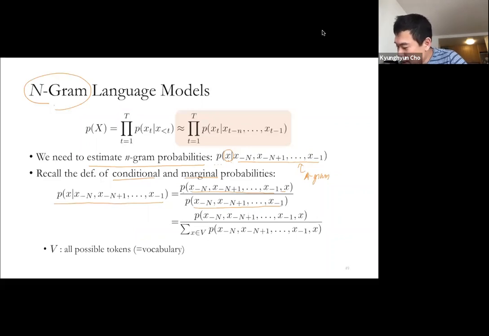The probability of the previous words is the marginal probability, where we marginalize out the current word or the next word over all possible vocabulary. These equations look kind of confusing. However, it turned out that they are pretty straightforward, because the first one is the definition of the conditional probability, and the second one, especially on the denominator side, is the definition of marginalization. And V, again, is the vocabulary of all possible tokens.